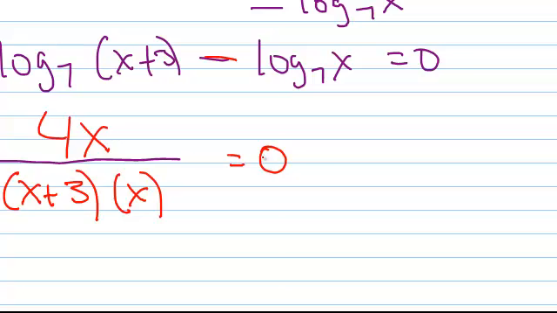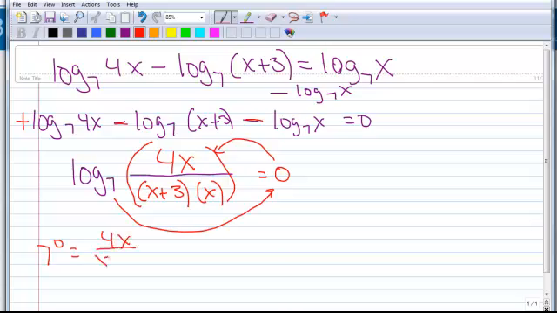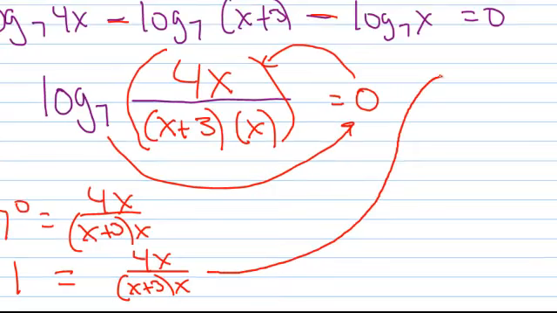All right, so there's no need to multiply this stuff out yet. Let's just leave it like this, and let's go ahead and do the loop. So 7 to the 0 power equals all of this stuff right here. So we have 7 to the 0 power equals 4x over x plus 3 times x. And of course, anything to the 0 power is 1. So that becomes 1 equals 4x over x plus 3 times x. And let's move this up here.